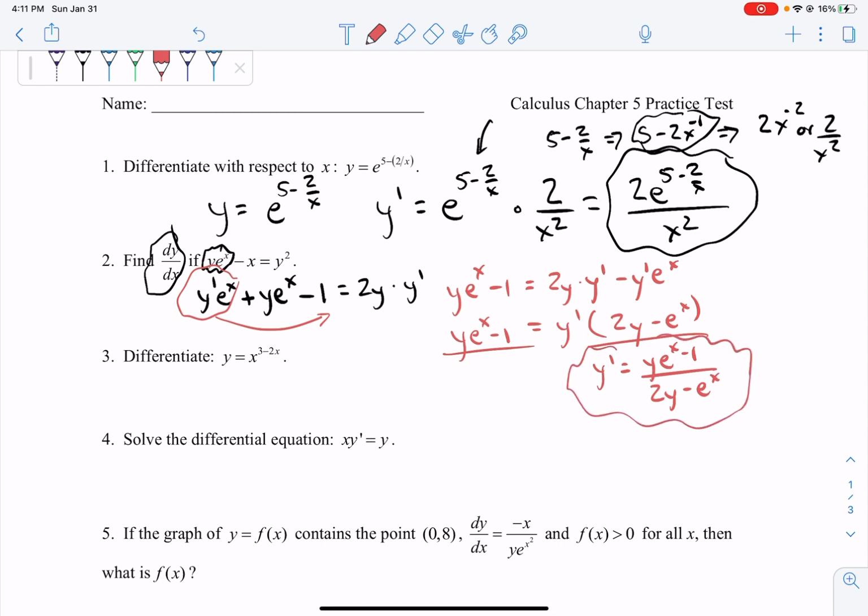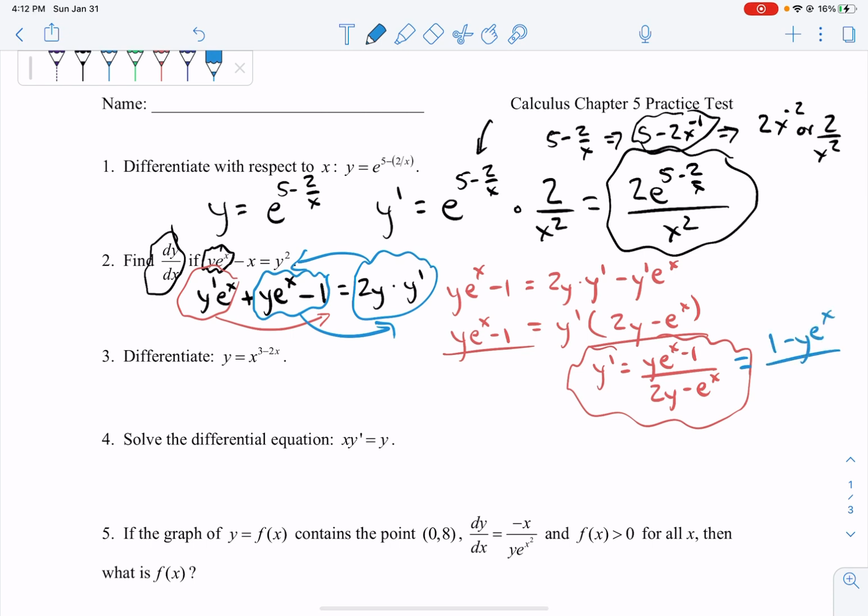Now, if you were doing the multiple choice test, be careful, because keep in mind that I moved my y prime e to the x to the right-hand side. They could have moved this to the left-hand side and then taken this part and moved it over. So your answer could have been, basically the top and the bottom are getting multiplied by negative 1. So this could have been 1 minus y e to the x, and on the bottom, you would have had a positive e to the x minus 2y. Those are equivalent answers. As long as you can recognize that, you'll be okay on the multiple choice.